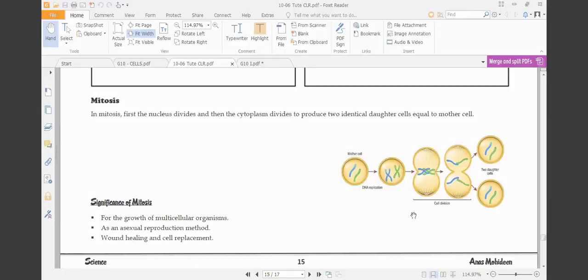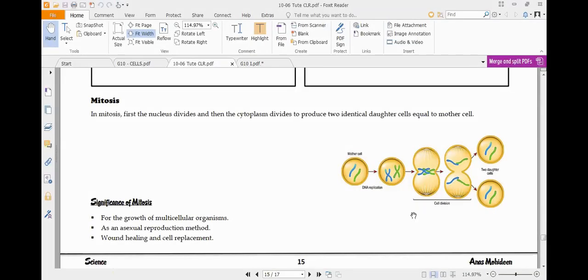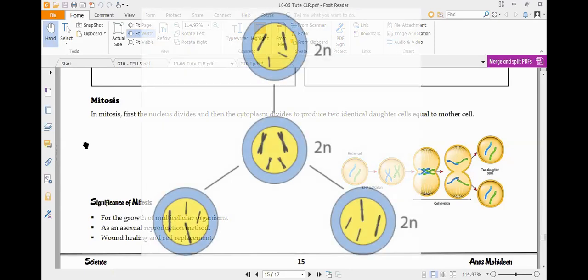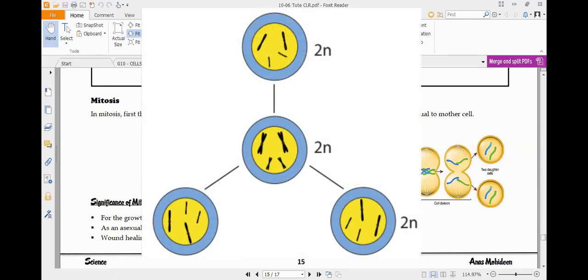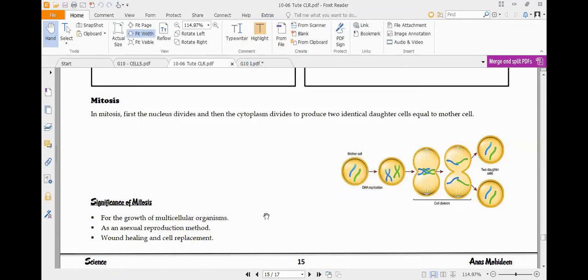Okay, we are going to read them now. In mitosis, first the nucleus divides and then the cytoplasm divides to produce two identical daughter cells equal to the mother cell. That's correct, right? Okay. So here there's a space given. This is the space where you have to draw the diagram. What is the significance of mitosis for the growth of multicellular organisms? Unicellular organisms have only one cell. They don't want to divide.